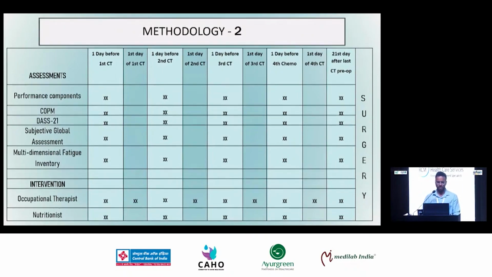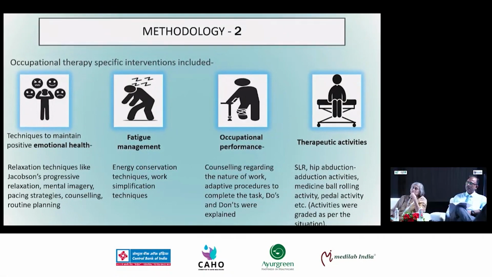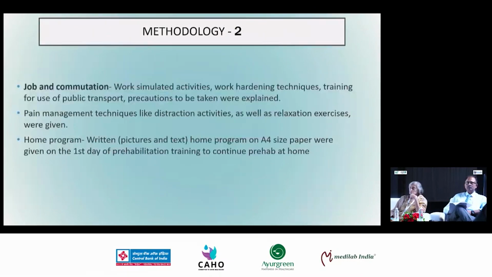What were the occupational therapy specific interventions? Coming to techniques to maintain positive emotional health, we had relaxation techniques like Jacobson's progressive relaxation, mental imagery, pacing strategies, counseling, etc. Fatigue was managed using energy conservation techniques, work simplification techniques. Occupational performance was addressed using counseling regarding the nature of work, do's and don'ts, and the adaptive procedures. And performance components were addressed using therapeutic activities.